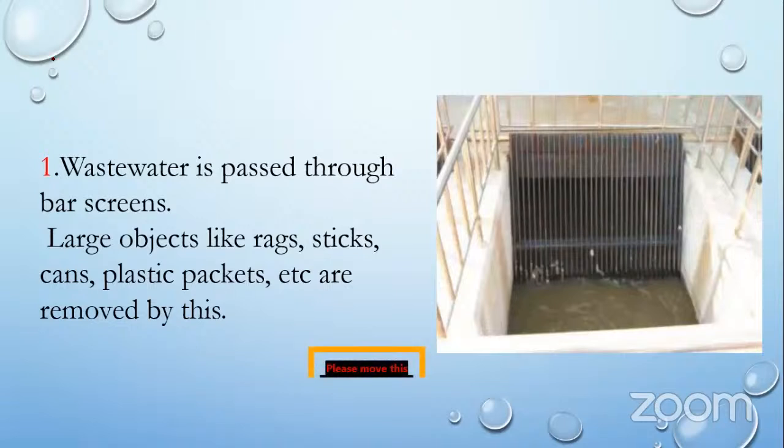Wastewater is passed through the bar screen. In the diagram you can see these straight bars. When water is passed from here to there, what will happen? The plastic will all get stuck. See here, all the rags, sticks, cans, plastic covers are getting stuck, and so some solid wastes are removed. We get somewhat neat water here.